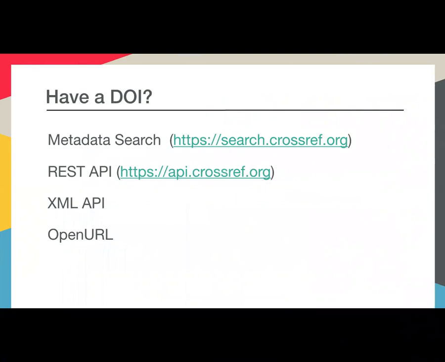If you have a DOI and want to know what metadata we have for the DOI, the options are our metadata search user interface, our REST API, and an API that will give you the records as XML. We also have an OpenURL service that will give you that same record as XML. I'll go through each of these briefly.